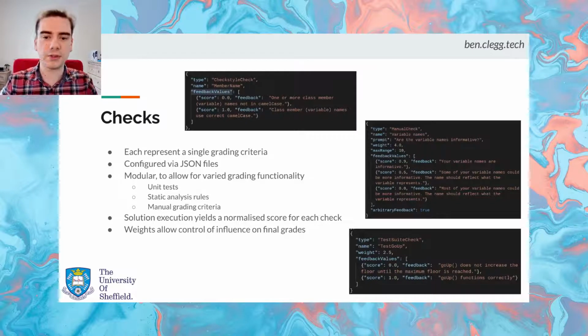Checks each represent a single grading criteria. They are configured using JSON files, and they are modular, allowing for varied grading functionality. These include unit tests, static analysis rules using, say, PMD or Checkstyle, and using manual grading, which again we'll discuss in more detail in a moment. The solution's execution yields a normalized score for each of these checks between 0 and 1, and these are then adjusted according to predefined weights to influence the final grades. These weights can also be modified after grading to tune the grading of every solution.